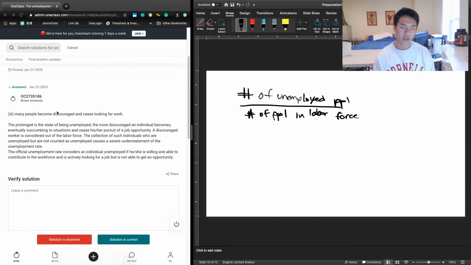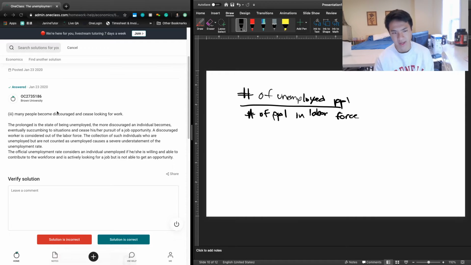So the longer someone is unemployed, the more discouraged an individual becomes, eventually succumbing to situations and ceasing their pursuit of job opportunities. A discouraged worker is considered out of the labor force. The collection of such individuals who are unemployed but are not counted as unemployed causes a severe understatement of the unemployment rate. The unofficial unemployment rate considers an individual unemployed if he or she is willing and able to contribute to the workforce and is actively looking for a job, but is not able to get an opportunity.